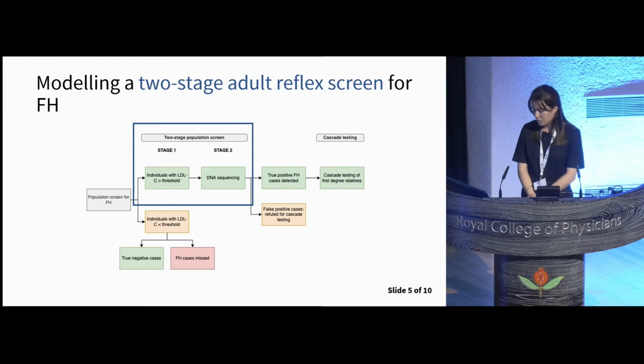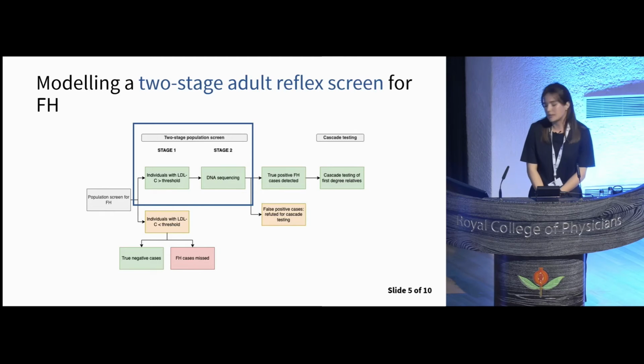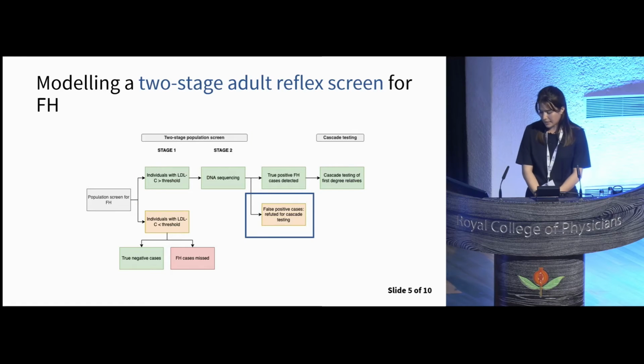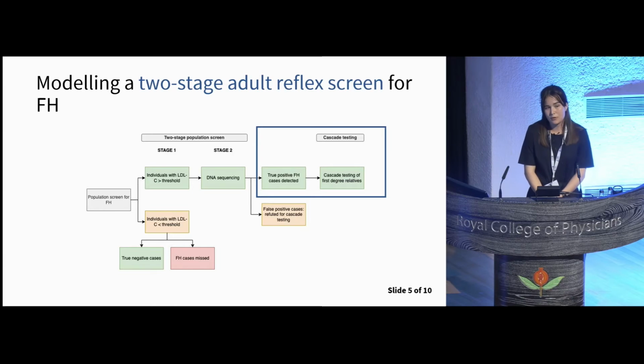Stage 2 would consist of a genetic sequencing step, which is limited to individuals whose LDL cholesterol concentration exceeds the threshold value in stage 1. This is to either confirm or refute the presence of an FH variant. So this second step of genetic sequencing is very accurate in excluding the false positive cases from cascade testing. And individuals who are found to have an FH-causing variant after stage 2, so these are the true positive cases, would then be the new index cases that would seed the cascade testing program, which is already in place.